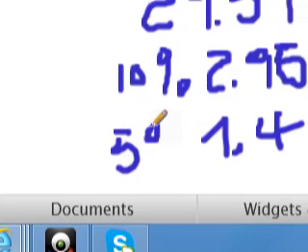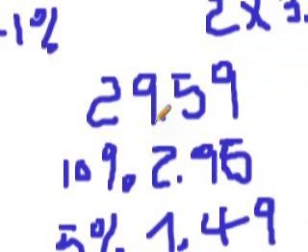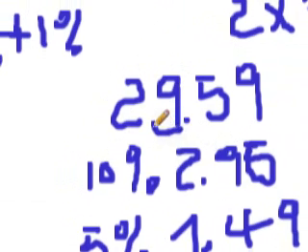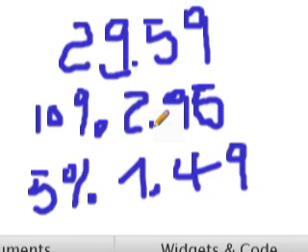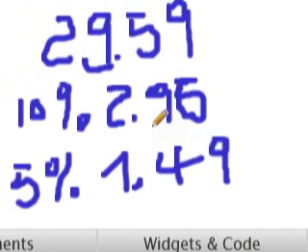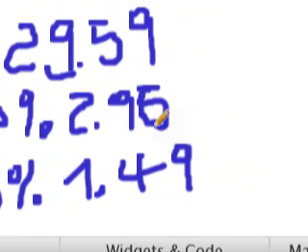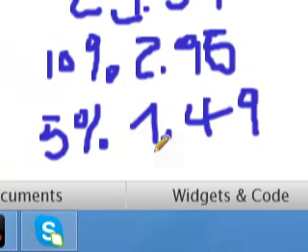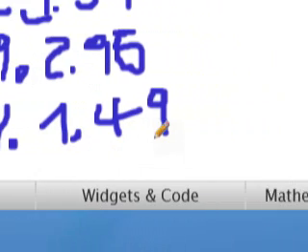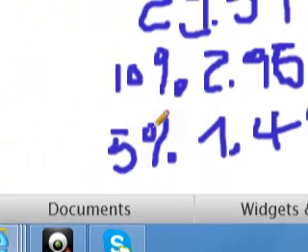You see what I do for the 10%? I just move the decimal point to find the 10%, and then I take half of this. I have 2.96, and half is mainly 1.5. I took an approximation. This is $1.49. That's the 5%.